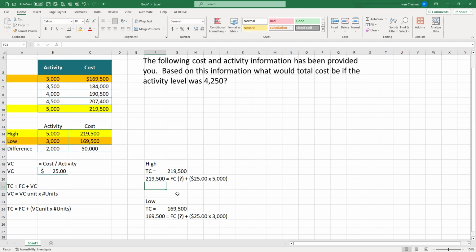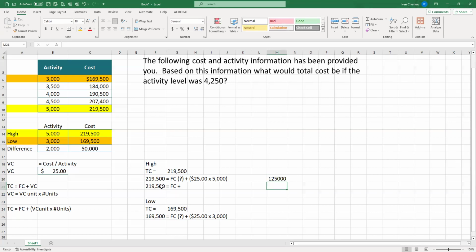So the fixed cost in this case, let's go now: 219,500 here should be equal to the fixed cost plus what I'm going to get in the brackets. If I get 25 times 5,000, I should get 125,000, correct?